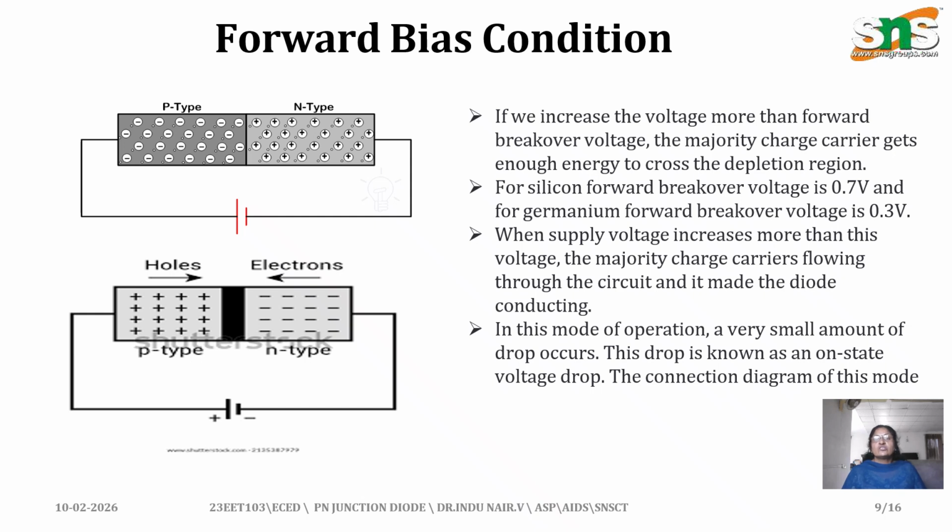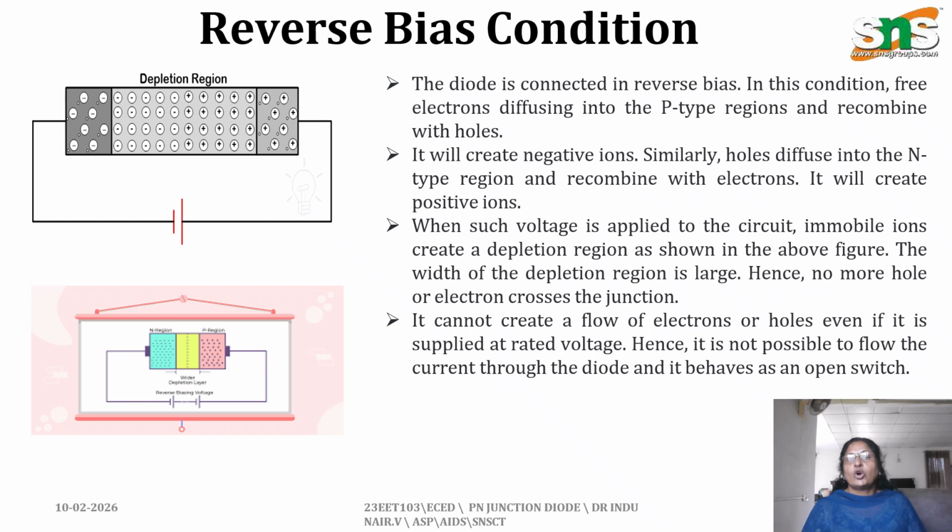For silicon, the forward breakover voltage is 0.7 volts and for germanium it is 0.3 volts. When the supply voltage increases beyond this voltage, majority charge carriers flow through the circuit and the diode is in conducting mode. In this mode of operation, a very small voltage drop occurs. This drop is known as the on-state voltage drop. The connection diagram is shown in the module.